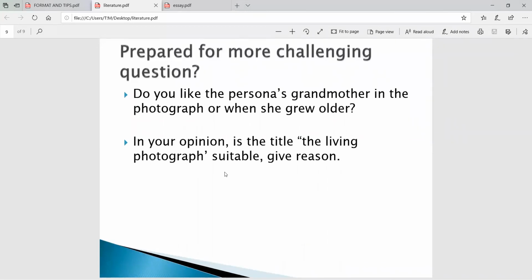All right. So for the next question, in your opinion, it's totally your opinion. You can say yes or you can say no. Actually, you must say yes or no, right? Yes to agree with the title Living Photograph, meaning it is suitable, or no because it is not suitable, and then you have to give a reason. I think it would be the best title because she believes that the person is still living with her in the memories, in the picture, everywhere, right? So it resembles the grandmother. She's not dead, so she doesn't feel very sad about losing someone she really loved. So the title is suitable, right?